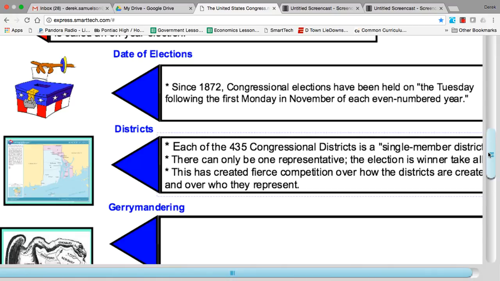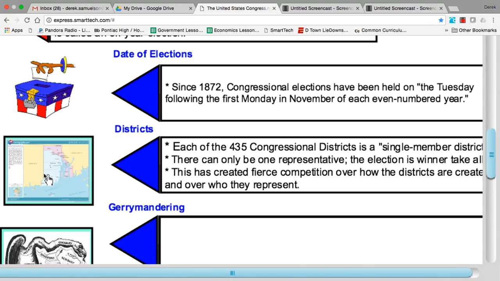If you were to have 3 people in that election, and one gets 35% and the other two get 32.5%, I think my math is right. You can't divide up the seat in any other way. The person who wins wins. And this has created a lot of competition over how those districts are created and over who they represent.